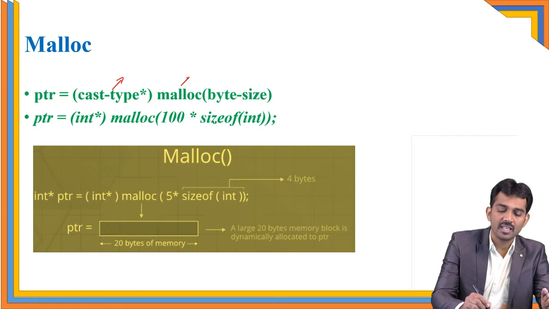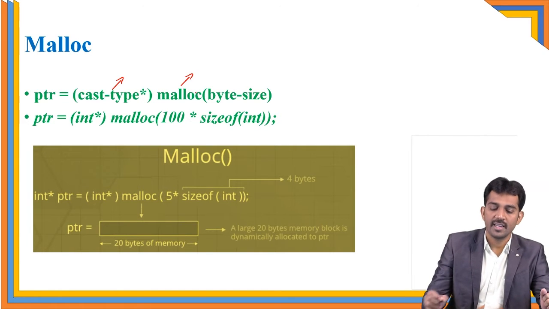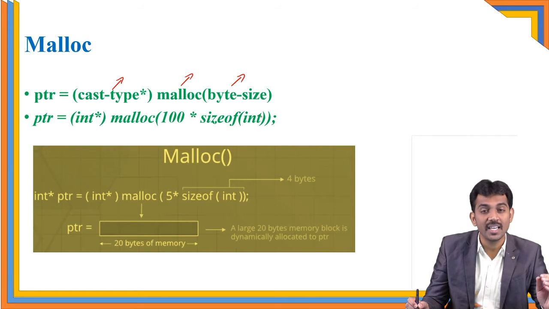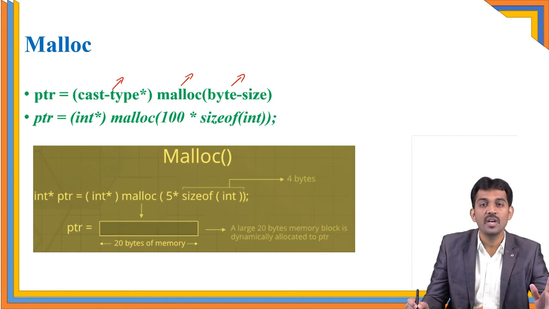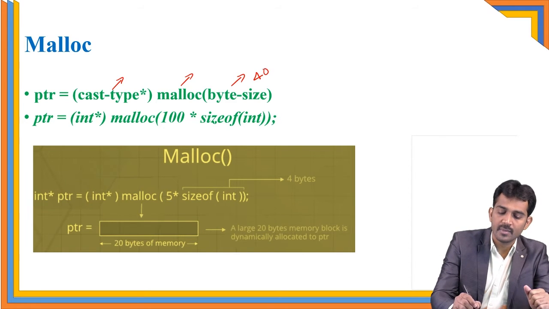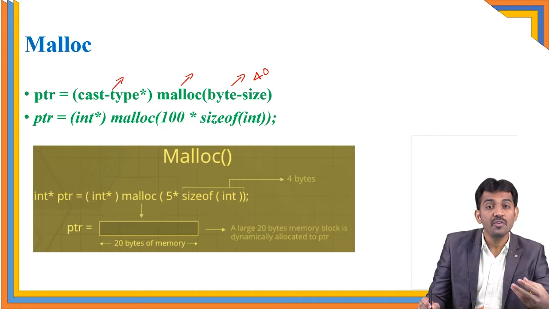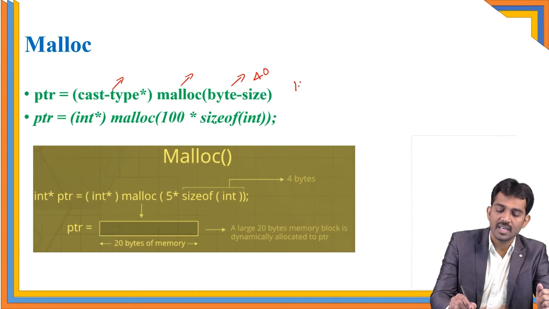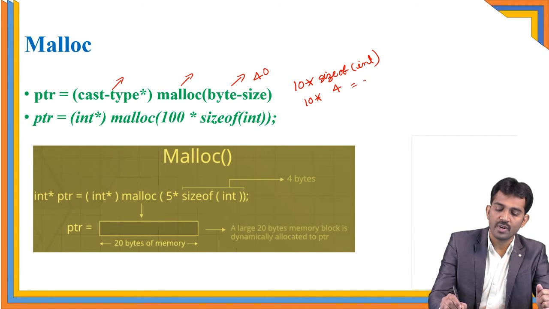And malloc is a function, right? It takes a number of bytes. For example, if you want to store 10 integer values, what is the size of an integer? 4 bytes, right? You simply use 40 bytes. Or if you don't know the size of the data type, you just use 10 * sizeof(int). Both will give the same output, right? Because my system's int size is 4, so 10 * 4 is 40.